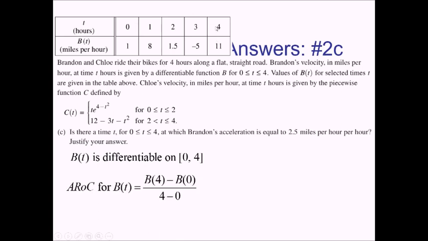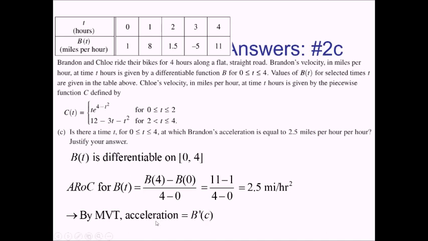So that's going to be 11 minus 1 over 4 minus 0, or 10 over 4, which comes out to 2.5 miles per hour squared. So then by the MVT, since we have the differentiability and the AROC equals 2.5, the MVT shows that Brandon's acceleration, which is essentially b prime of c, is going to equal 2.5 for some c value on the interval from 0 to 4.